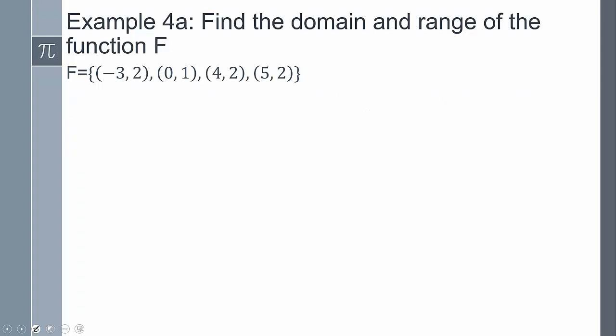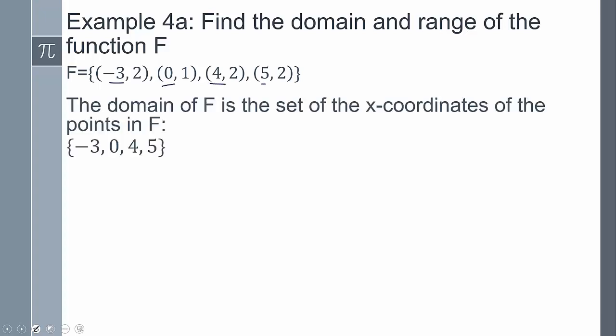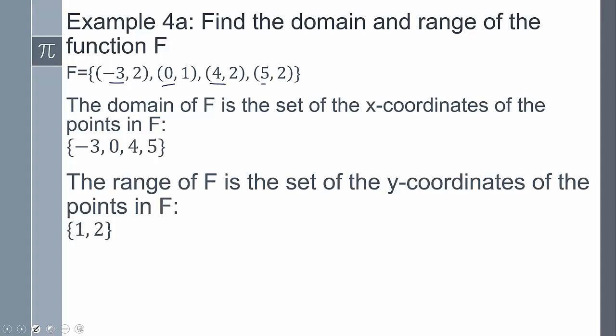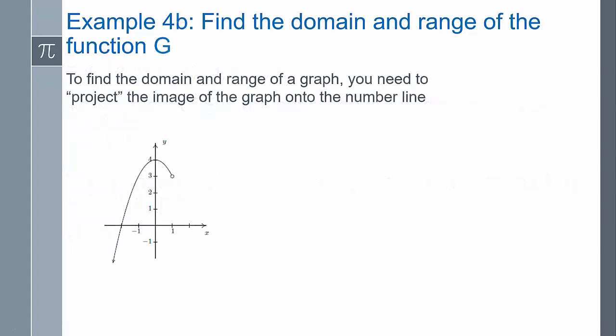So in this example here, if I wanted to find the domain and range of f, my domain would just be the x values. So -3, 0, 4, and 5. And then my range is going to be the y values, which happen to just be 1 and 2. Now notice 2 repeats itself. That's okay. You don't need to write it more than once. We just know that the range is going to be 2.